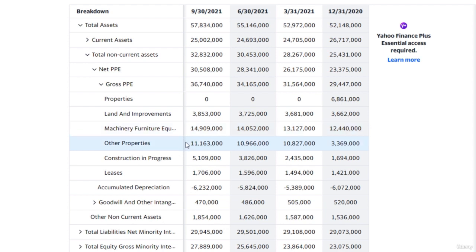And then they have other properties that might not be related to the core of their business, and then they have construction that's in process. It's not completed, but it's in process, so there's still value there. So that would be an asset, for example. And you have leases, right? So they're accumulating their leases, and they've paid off on their leases. So these are all assets.